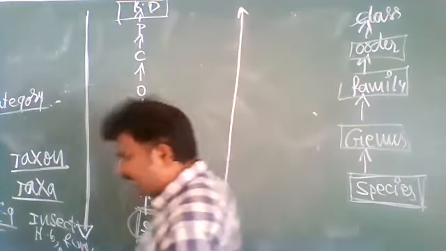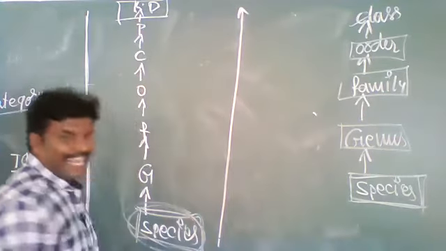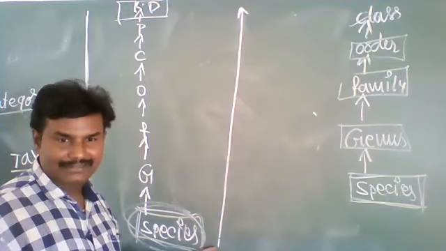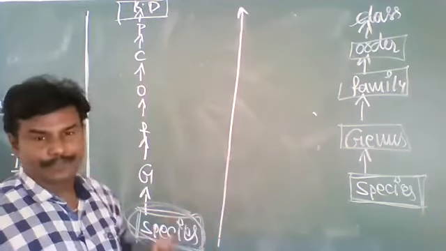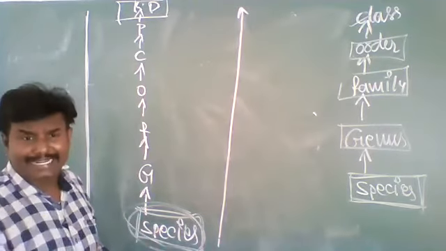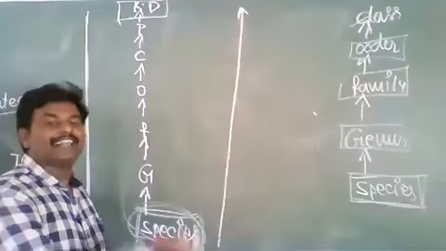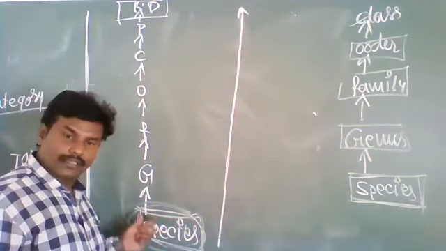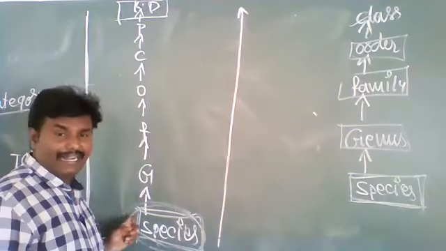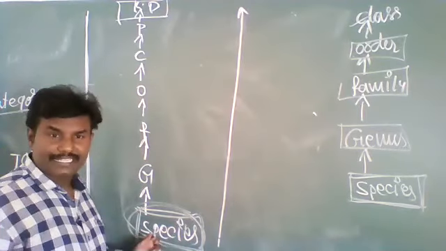Next, category. It refers to a rank, a particular rank or level in a hierarchy. Species is one rank, one category, one taxonomic category. From species to kingdom are taxonomic categories. Genus is one category, family one category, order one category. In the category, taxon is accommodated. In this category, the living organisms, the taxon, are placed.